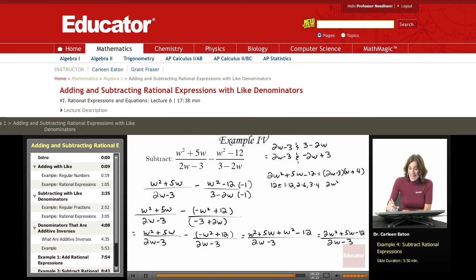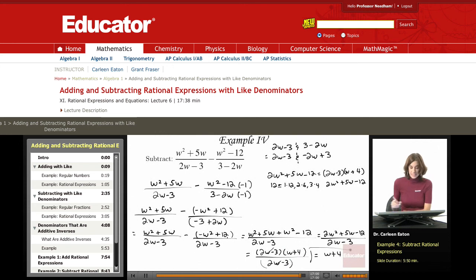2w times 4 is 8w minus 3w. So I have 8w outer terms, negative 3w inner terms. 8w minus 3w is 5w. Last terms, negative 3 times 4 is negative 12. And this does check out. So this is the correct factorization, which means I can simplify. So now I've factored this numerator out to this: 2w minus 3, w plus 4 over 2w minus 3. Common factor cancels out, which leaves me w plus 4.